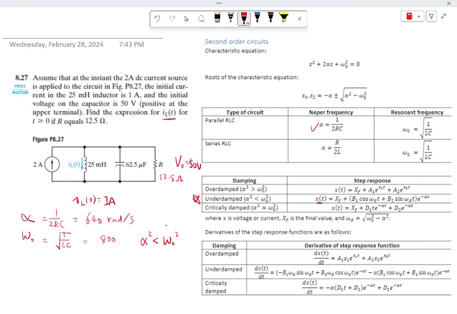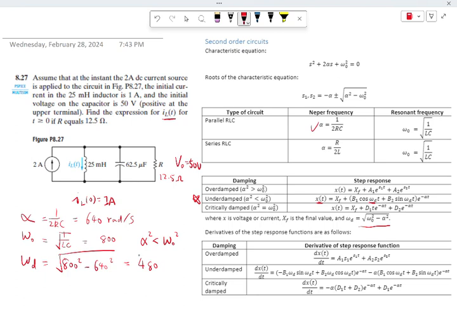So for the underdamped situation, there is omega d. We need to calculate this omega d, and the equation is over here. It is the square root of 800 squared minus 640 squared. You get 480.